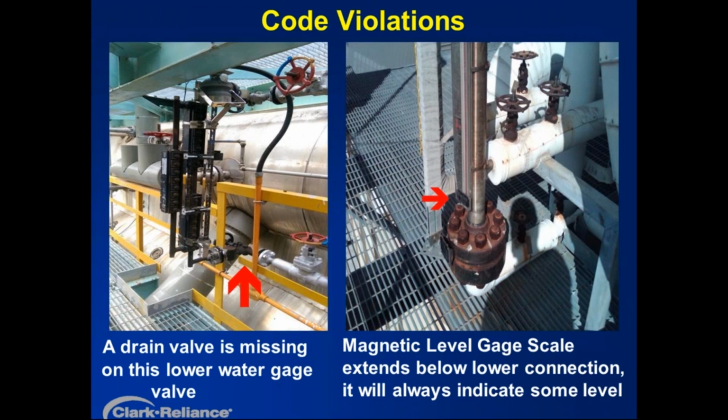The one on the right is a magnetic level gauge that was installed on a power boiler, and there you can see that water level is indicating below that lower horizontal connection with the valve that you see there. That is the water feed to that level indication device. So there's no way for that lower vertical part of that mag gauge to drain back to the vessel. So it would always show a little bit of water there no matter what reality is in the drum.